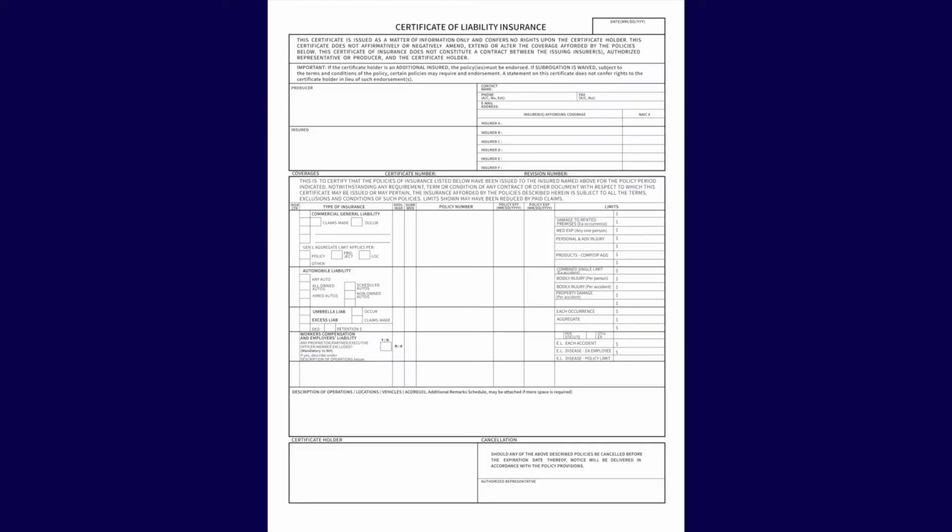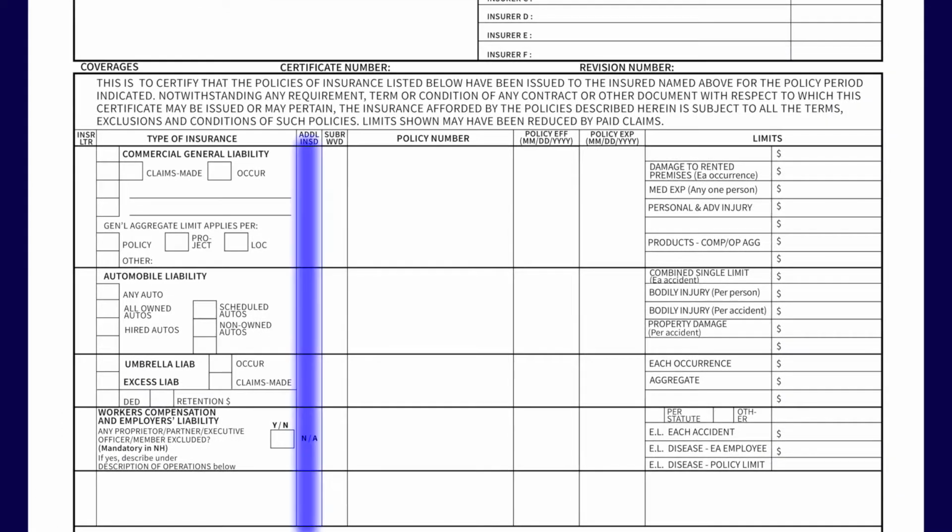Number 10, this additional insured column indicates whether or not additional insured applies to each coverage. Look at the description of ops or the AI endorsement pages for more detailed information on the AI status and who is covered.